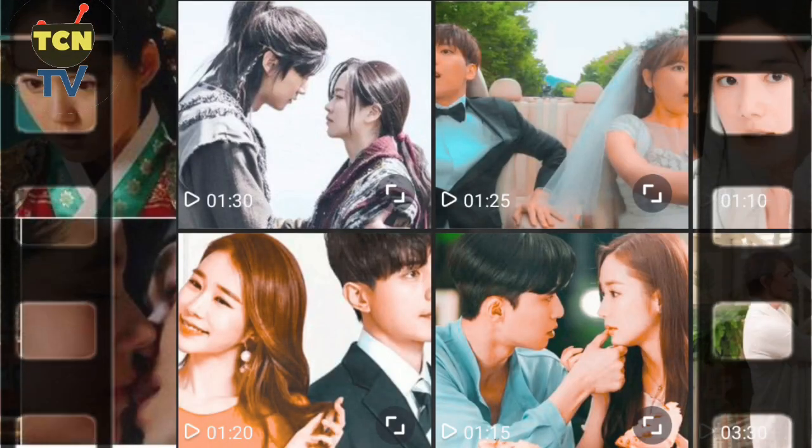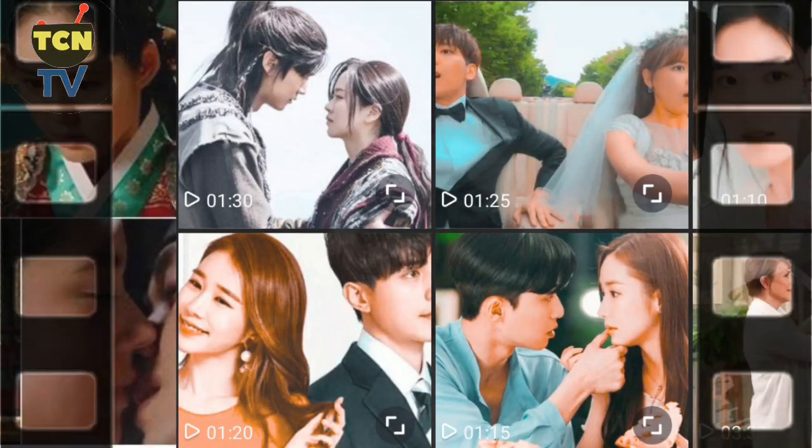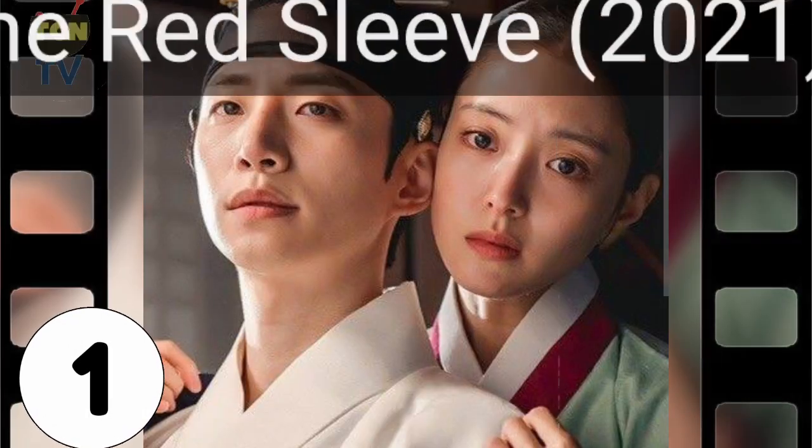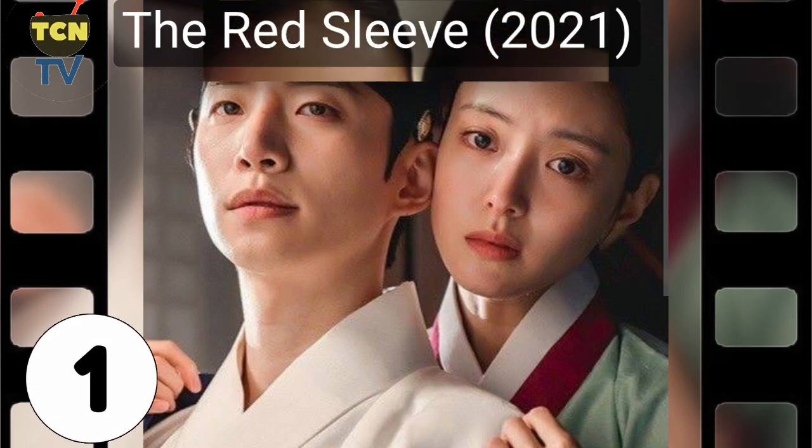10 Best Korean Dramas based on novels ranked. Did you know these Korean dramas came from novels? Number 1. The Red Sleeve 2021.